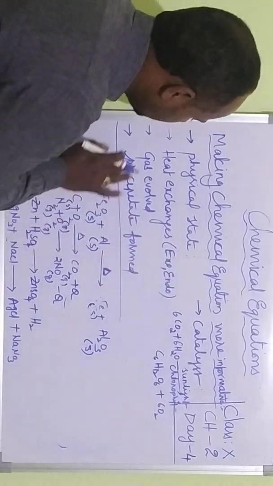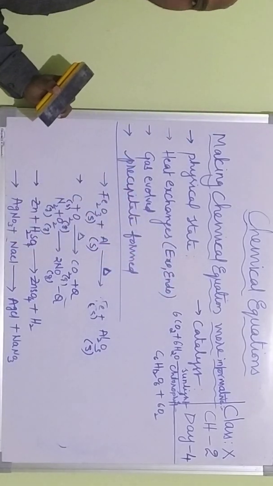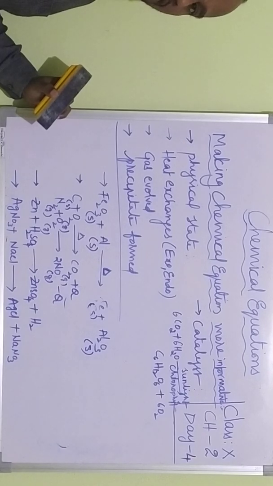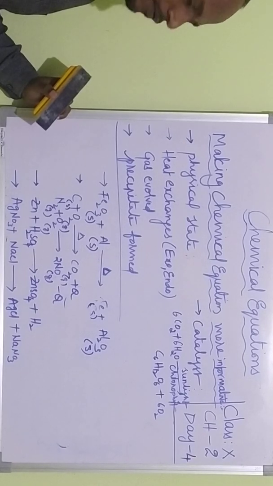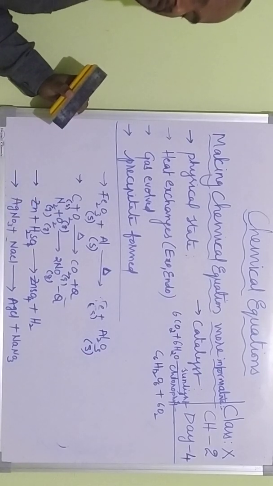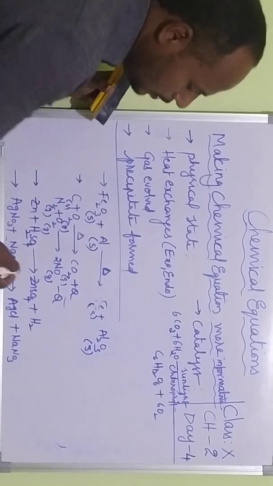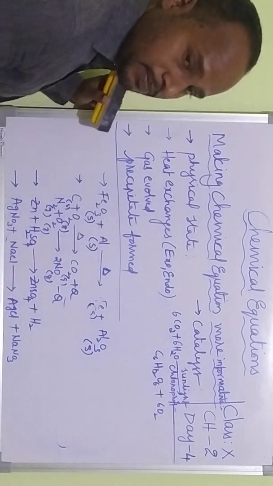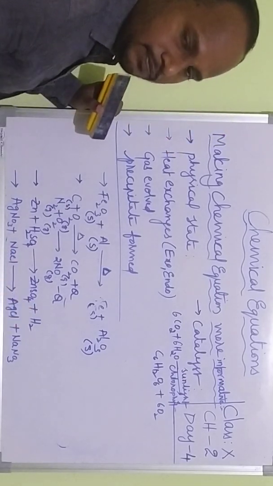Exothermic, endothermic completed. Now, gas evolved. What do you mean by gas? In a few reactions, gas may evolve. For example, when zinc reacts with hydrochloric acid, or sulfuric acid, it gives you ZnSO4 followed by hydrogen gas being released.